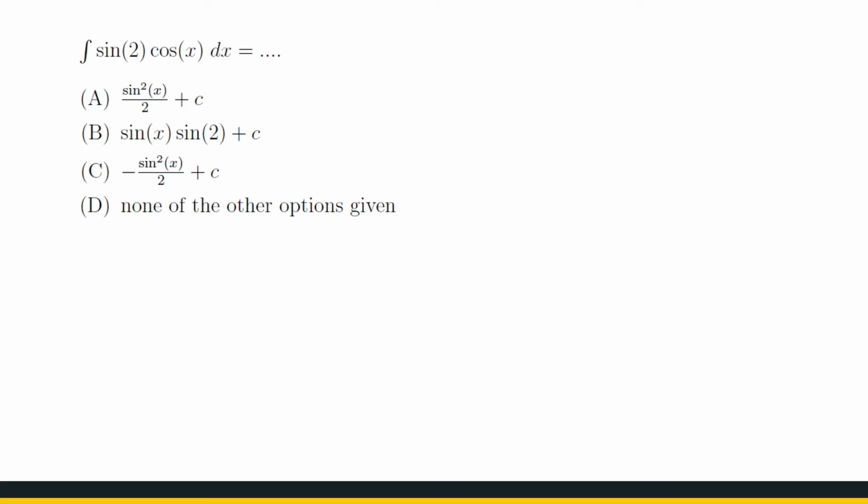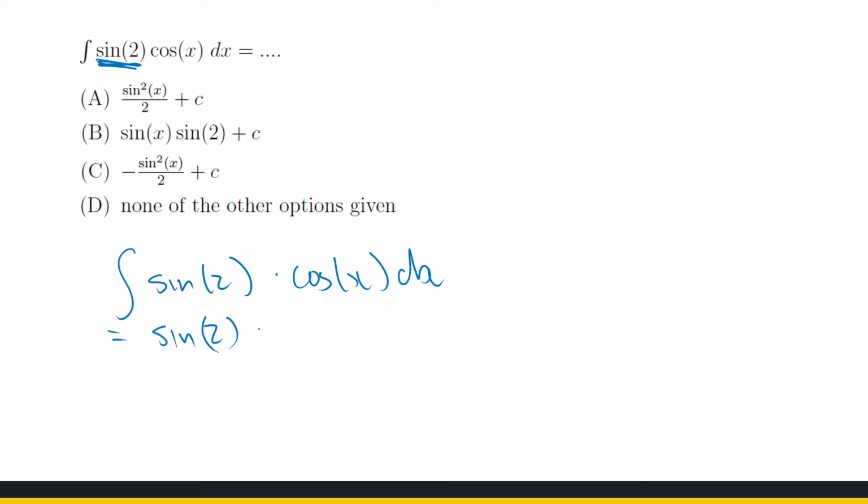All right, next one. The integral of sine 2 cos x dx. Now, the thing here to watch out for is, do you recognize that sine 2 is a constant? So keep in mind that sine 2 is a constant and then see what answer you are going to get if you do that integral. So the fact that sine 2 is a constant means that's the same. This is just a constant. So the only variable is the cos x, with a variable is cos x dx. So I can take the sine 2 out as a constant times the integral of cos of x dx.